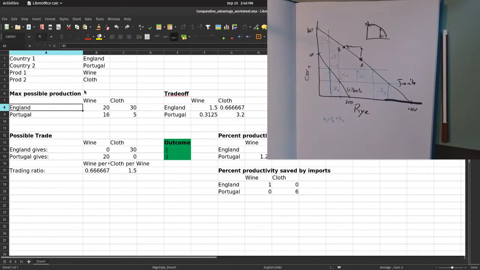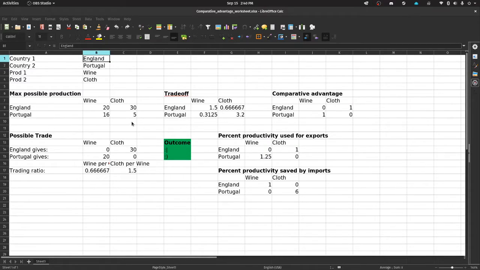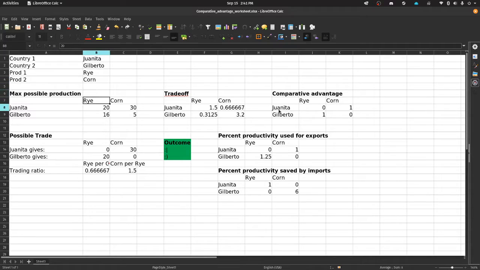So our maximum possible production. Let me get rid of the camera really quickly. Our countries are now Juanita and Gilberto, and they are producing rye and corn. Juanita's maximum production of rye is 400 units. Her maximum corn is 160. For Gilberto, it is 200 and 100.